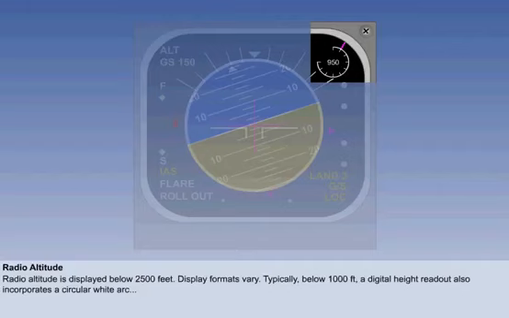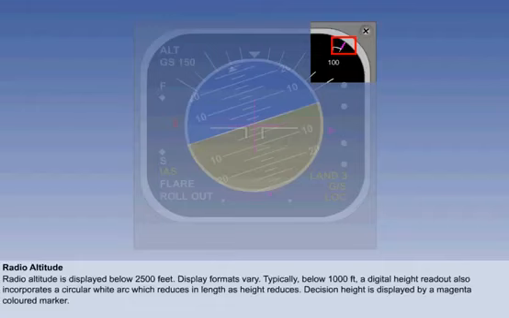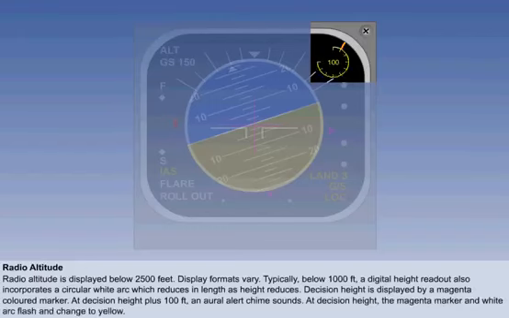The length of the arc reduces in an anti-clockwise direction as height above ground level reduces. The selected decision height is displayed by a magenta-coloured marker on the circular white arc. At decision height plus 100 feet, an oral alert chime sounds. At decision height, the magenta marker and white arc will flash and change to yellow and the alert tone ceases.